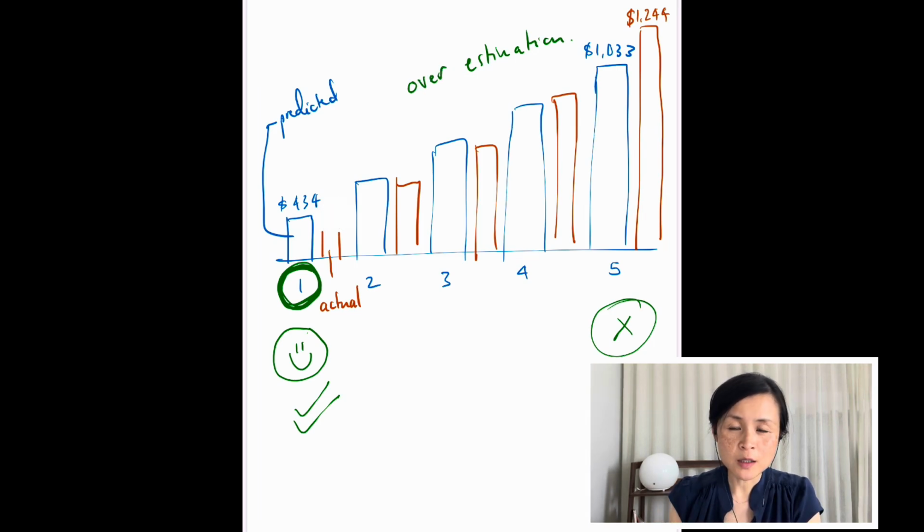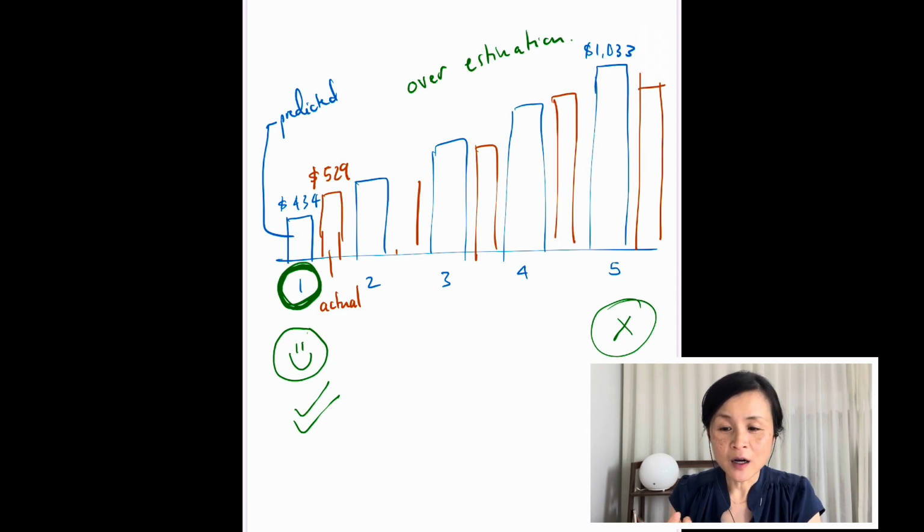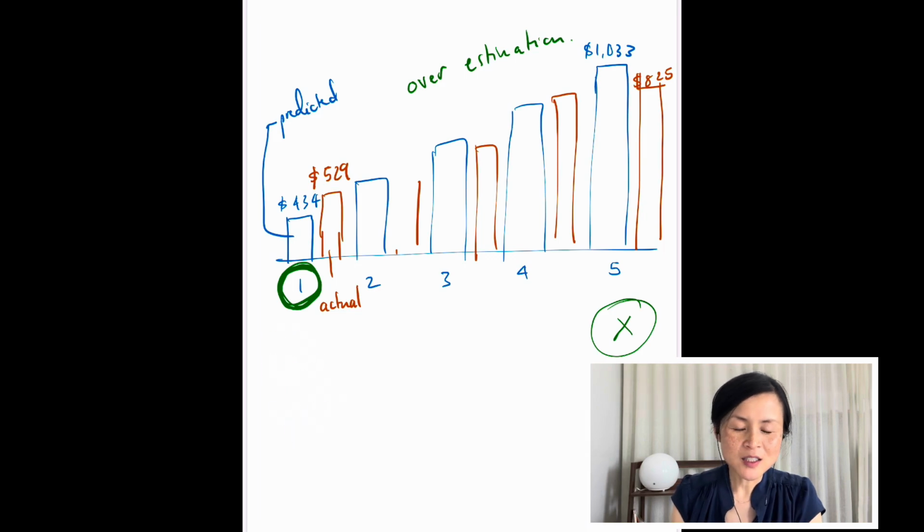So when you have overestimation, you see the opposite result. In bucket 1, you might actually see higher losses than you were predicting. In this case, it was $429 per vehicle. And in bucket 5, you see lower losses than you were expecting, $825 per vehicle in this case. And this actually is a tricky result, right?